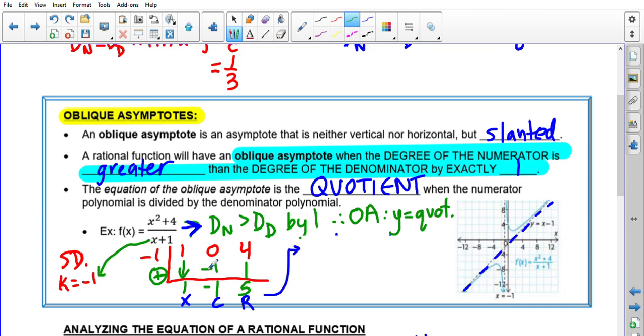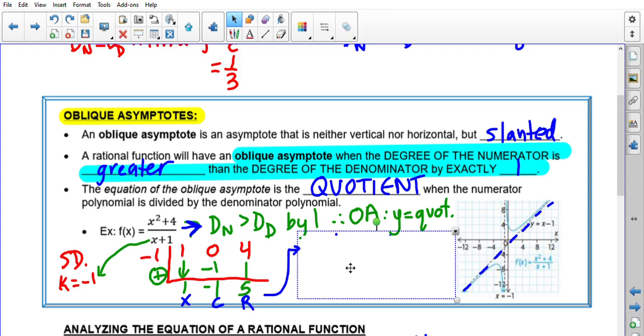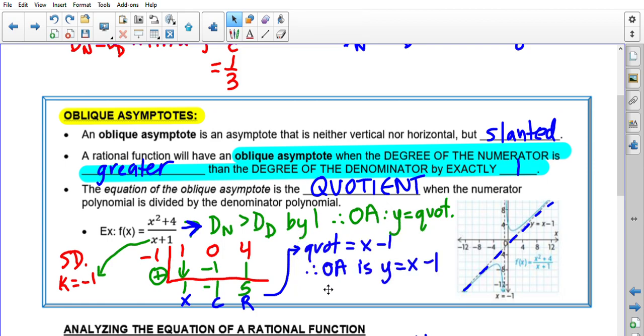Bring the 1 down, multiply, add the 2. Take that answer, multiply by -1, put it here, add, and we are left with 1, -1, and 5. Now remember, that just gives us the coefficient for x, the constant, and the remainder. So that means when we're done, our quotient has the equation x minus 1. So that is why my oblique asymptote is at y equals x minus 1, which we have drawn in right here.